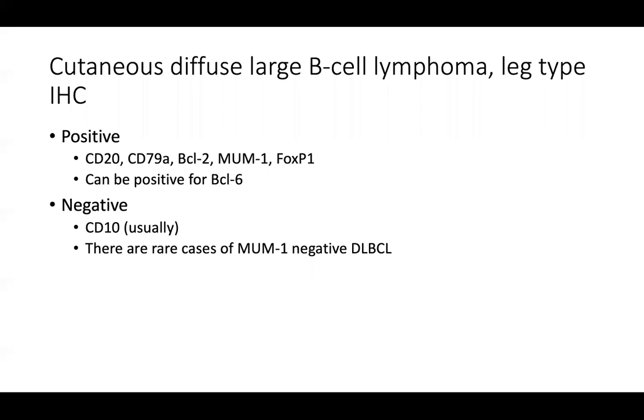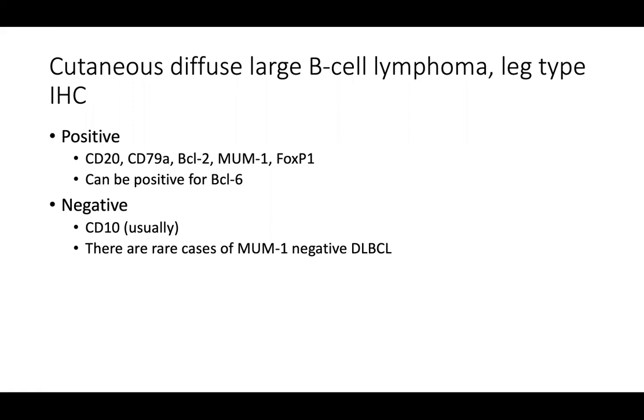Of course, CD20 to prove that they are of B-cell origin. CD79A can be positive in some of the plasmacytic differentiated cells. BCL2 can be positive in these as well. MUM1 is the key stain that you're going to have to know associated with cutaneous diffuse large B-cell lymphoma leg type, and that's the right answer for the exam. We will discuss, though, that there are some exceptions in real life, and you can have diffuse large B-cell lymphoma leg type that is not MUM1 positive, and we'll talk about why that is.